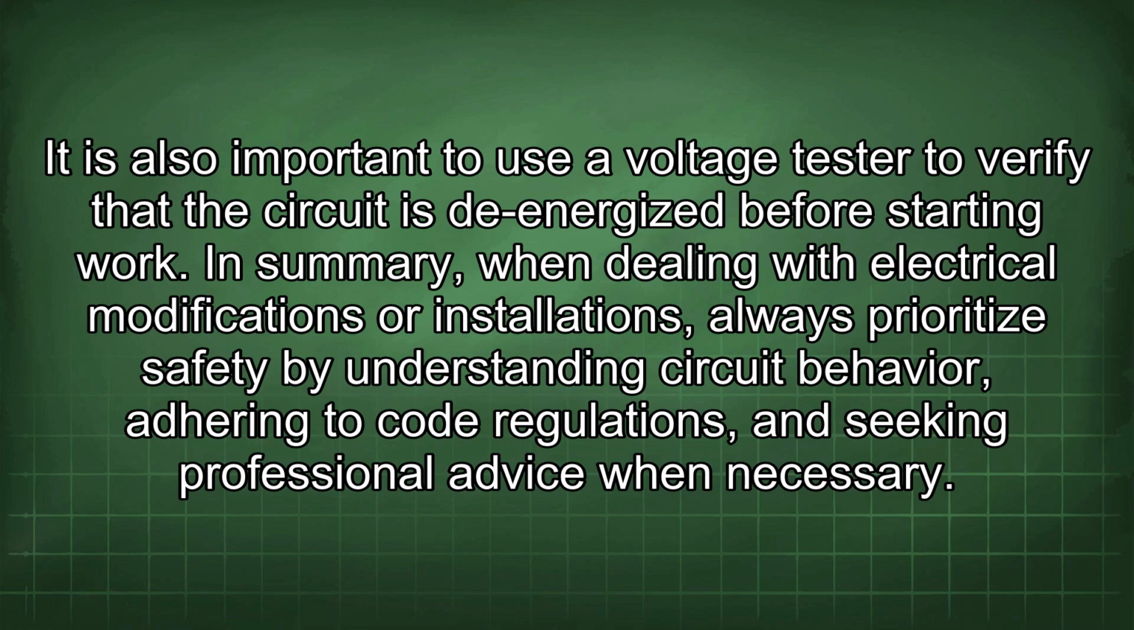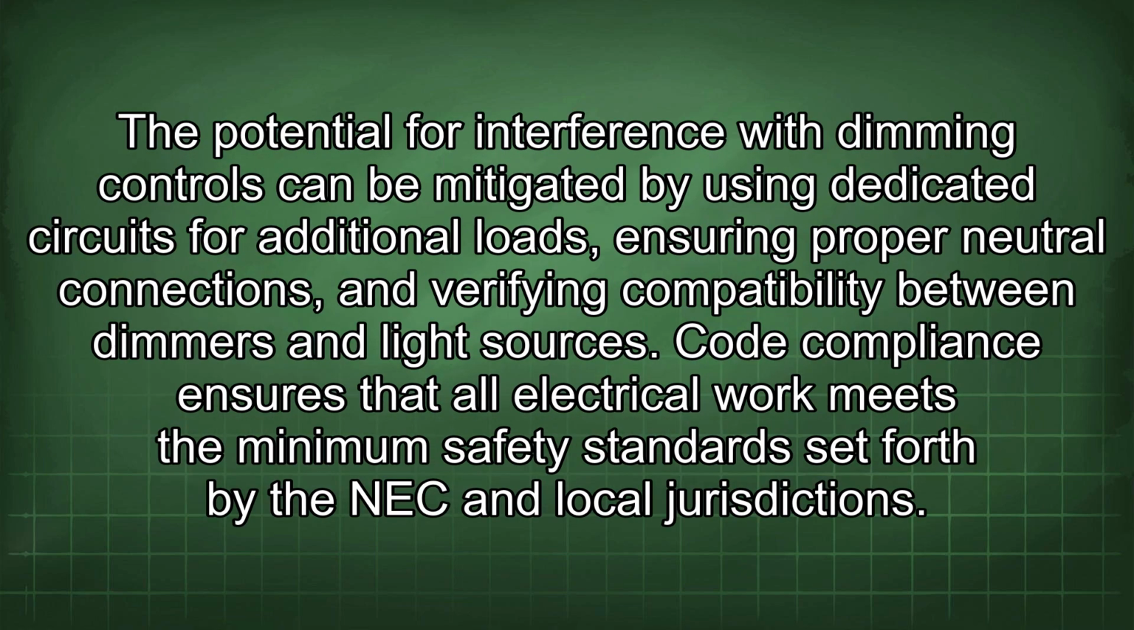In summary, when dealing with electrical modifications or installations, always prioritize safety by understanding circuit behavior, adhering to code regulations, and seeking professional advice when necessary. The potential for interference with dimming controls can be mitigated by using dedicated circuits for additional loads, ensuring proper neutral connections, and verifying compatibility between dimmers and light sources.